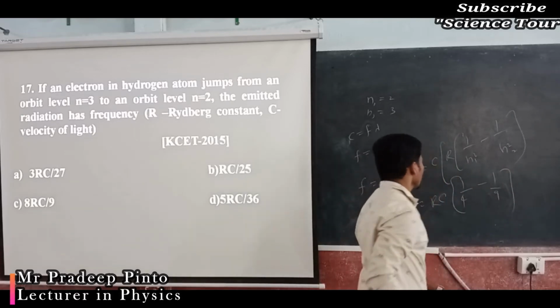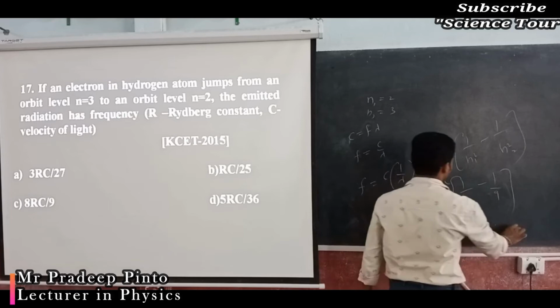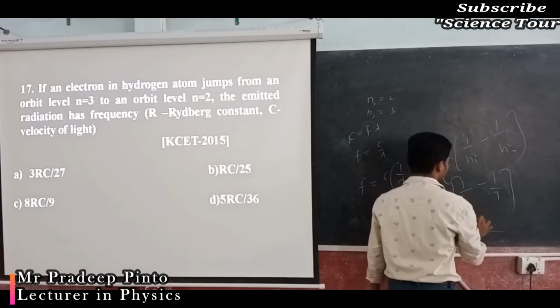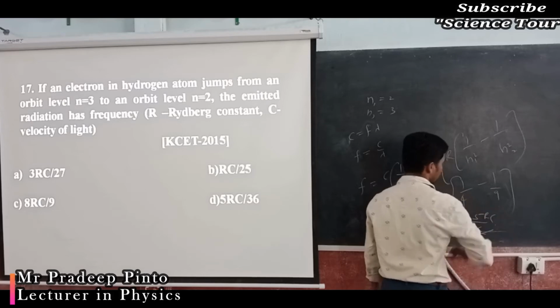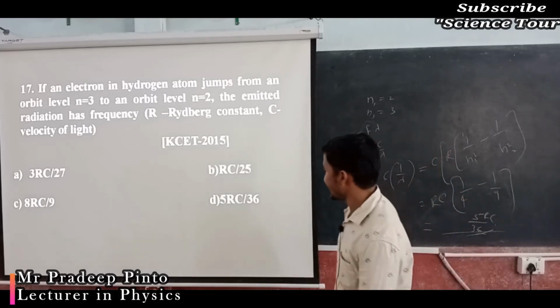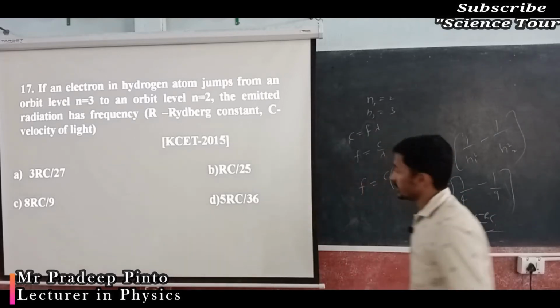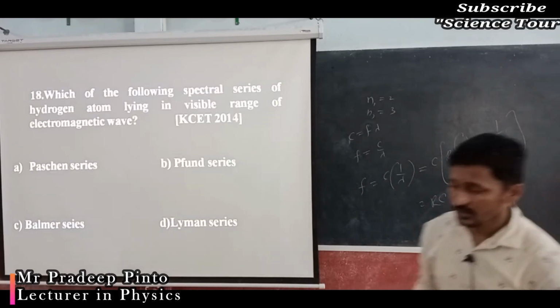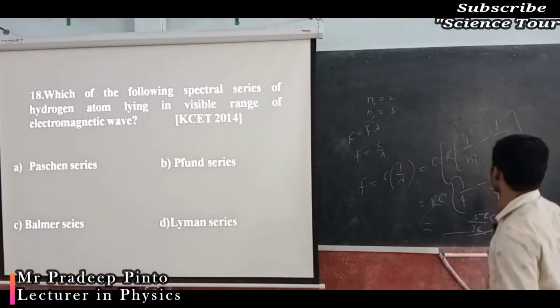So what is the answer you are going to get? 36, 9 minus 4 is 5, so 5 RC divided by 36, option 4. So go to the next question. Okay, go through it.